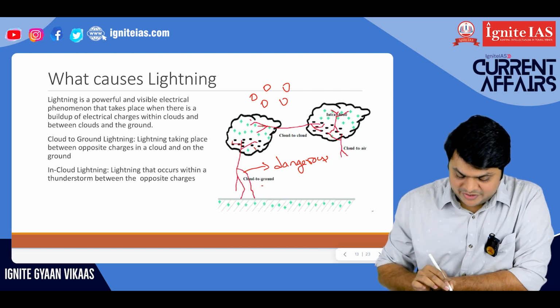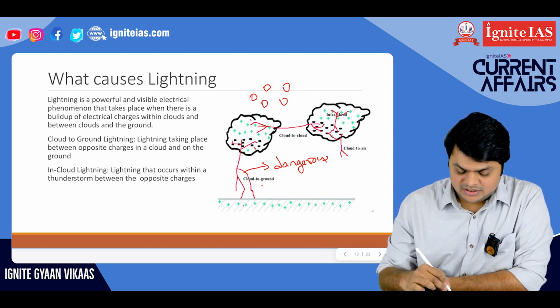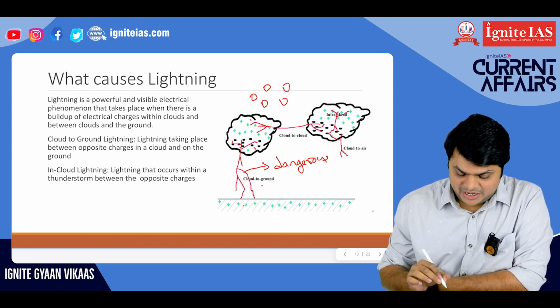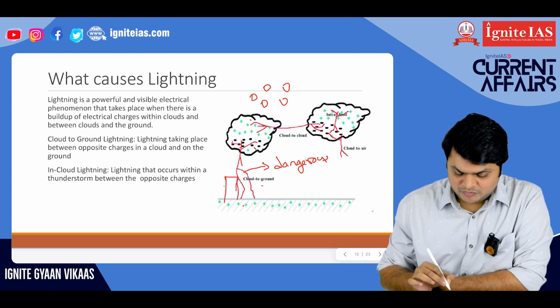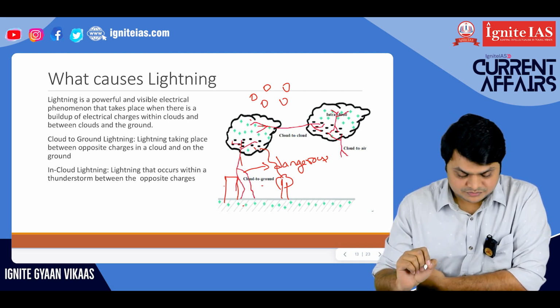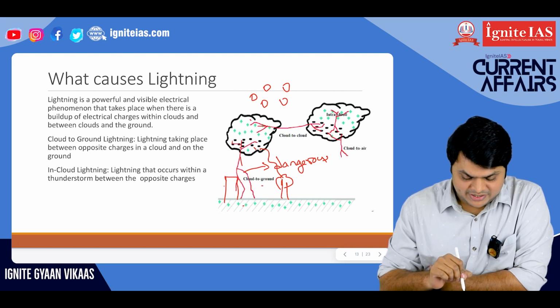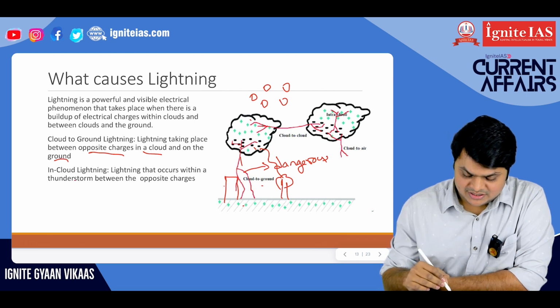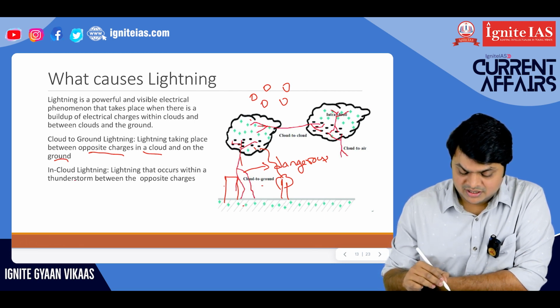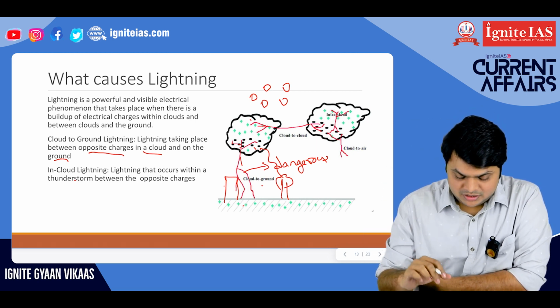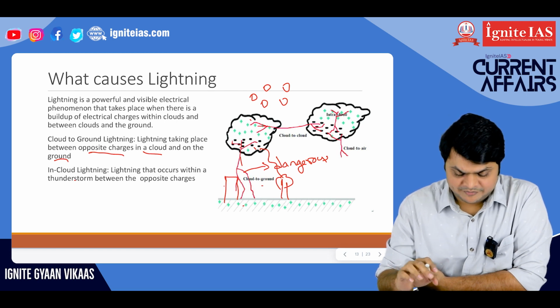What happens is in ground, we have positive charge and there is negative charge at the bottom of the cloud. Because of this, there is an attraction and it causes lightning. Generally we see that the lightning falls on the top of the building or trees because they are at a height and they form a connection quickly. So this is the major cause of lightning. Cloud to ground lightning takes place between opposite charges in a cloud and on the ground. And in-cloud lightning is lightning within the cloud because of positive charge ice crystals which are lighter, which are formed on top of the cloud, and negative charge ice crystals at the bottom of the cloud. This is the main reason for the lightning.